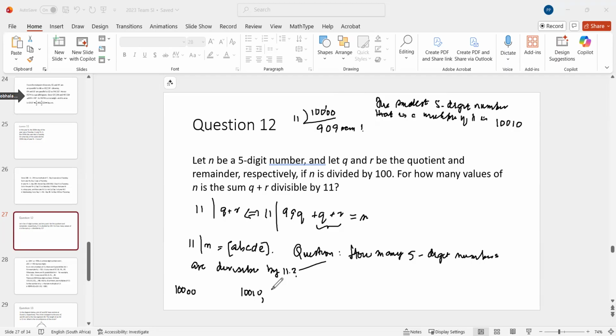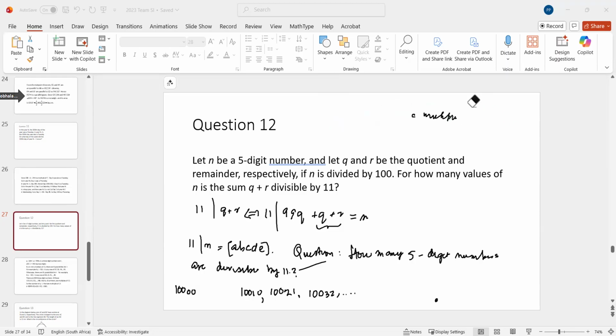So the next one will be 10,021. Now you have to add 11 to 10,010 to get 10,021, then add 11 to that, and so on, until I come to the very last one. Now, what is the last one? It goes up to the largest 5-digit number, which is the one with 5 nines in it. So let's go to the largest 5-digit number.